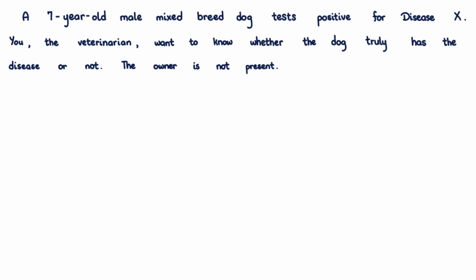A 7-year-old male mixed breed dog tests positive for disease X. You, the veterinarian, want to know whether the dog truly has the disease or not. The owner is not present.